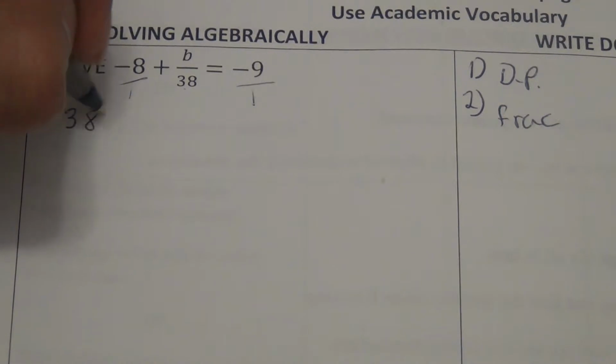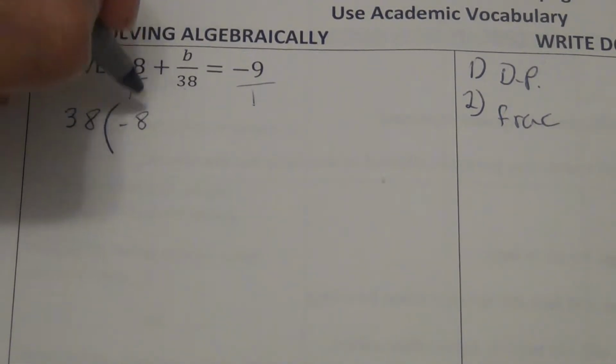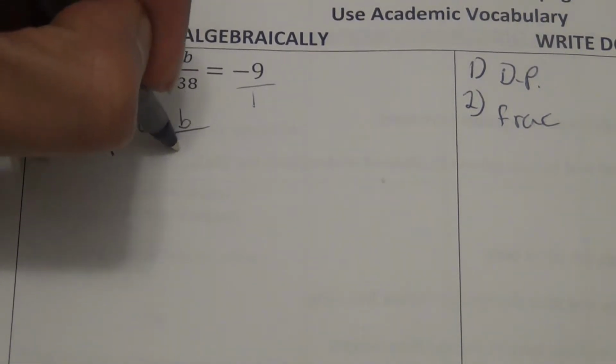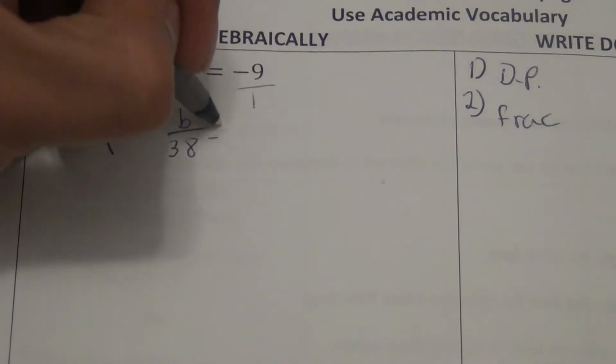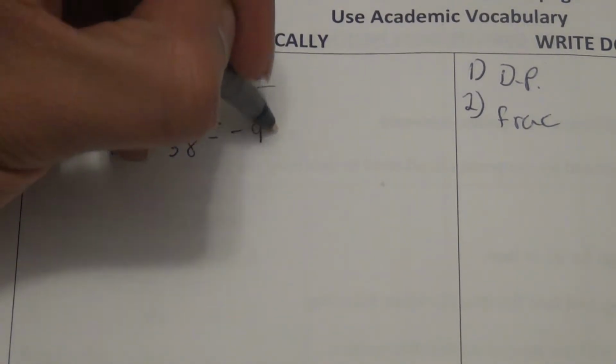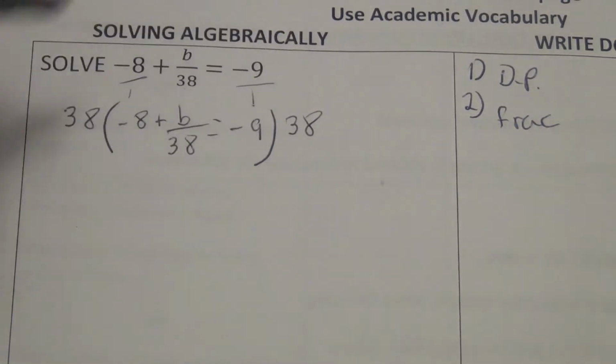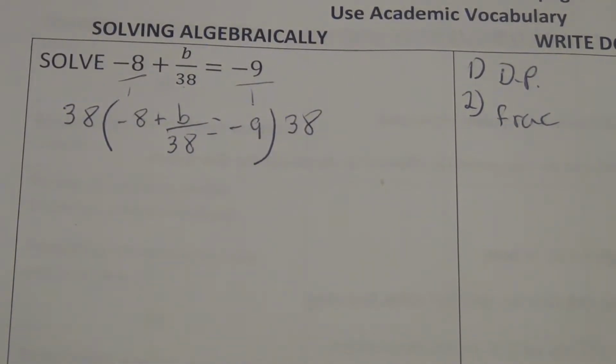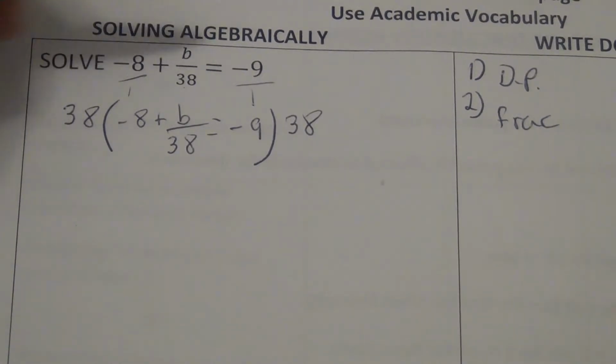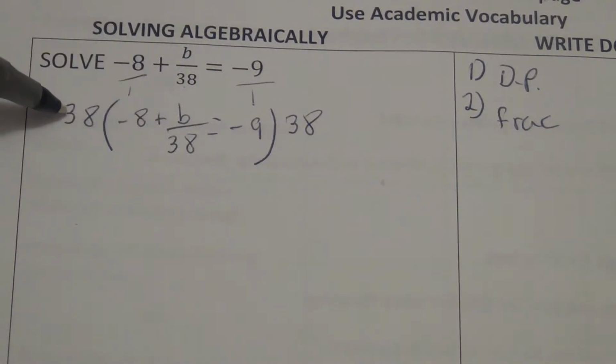So 38 times (-8 plus b over 38) equals -9 times 38. Remember, we're multiplying sides, not just numbers. So on this side I have these 2 terms that have to be multiplied by 38. So it's like the distributive property all over again. Okay, so let's start multiplying. What is 38 times -8? That's -304.